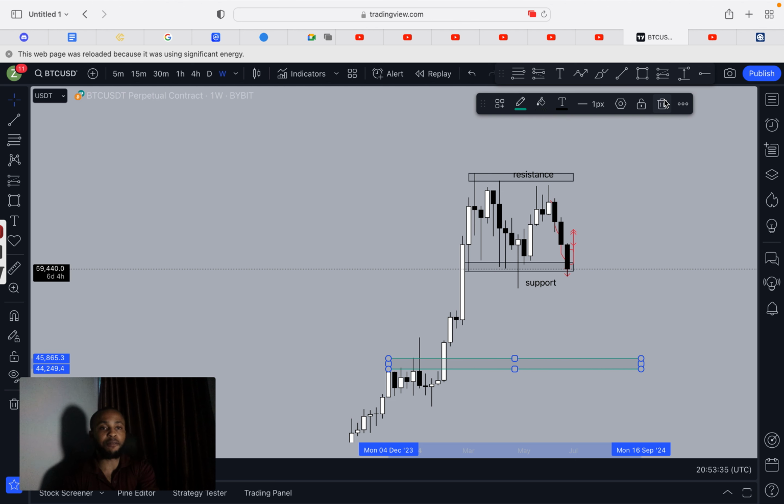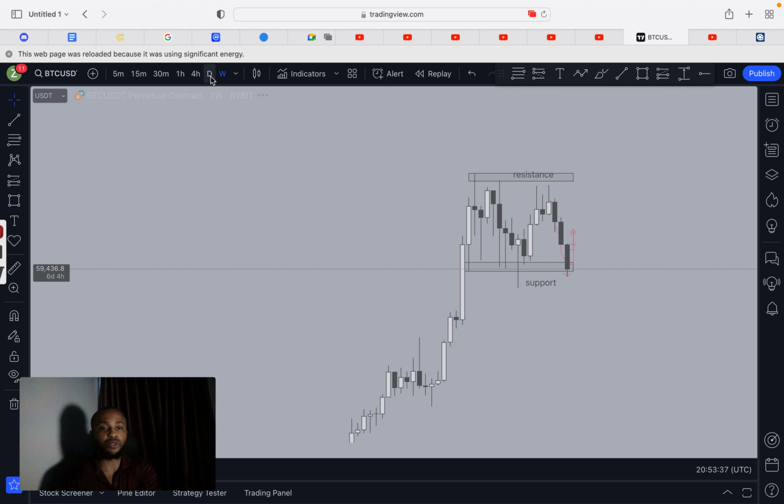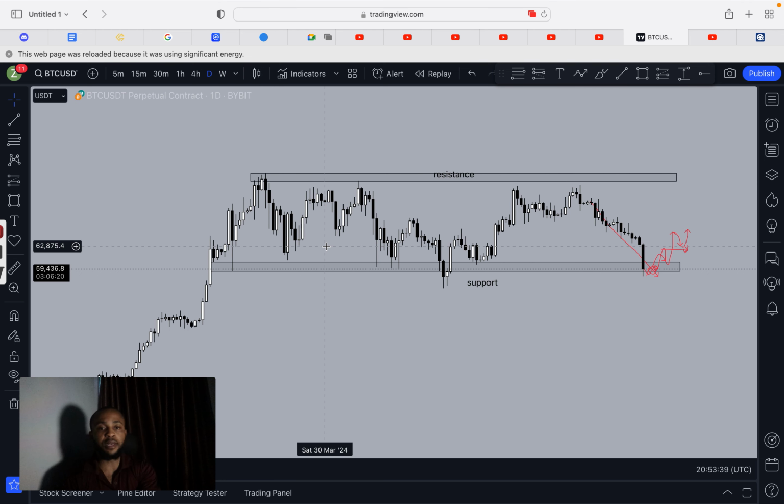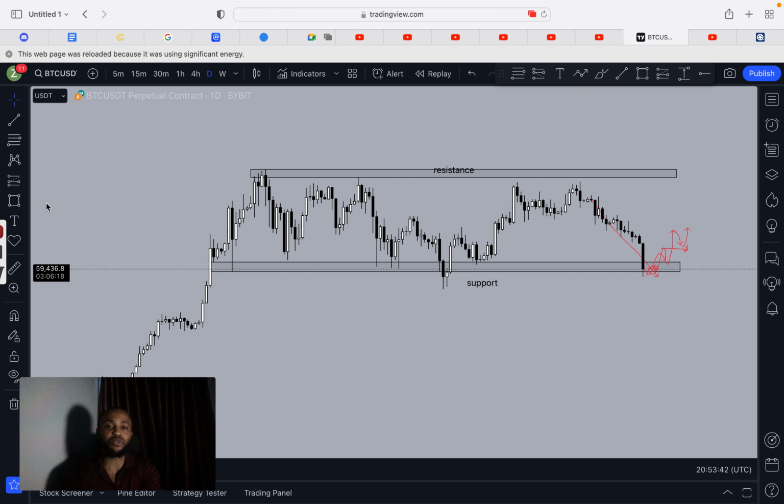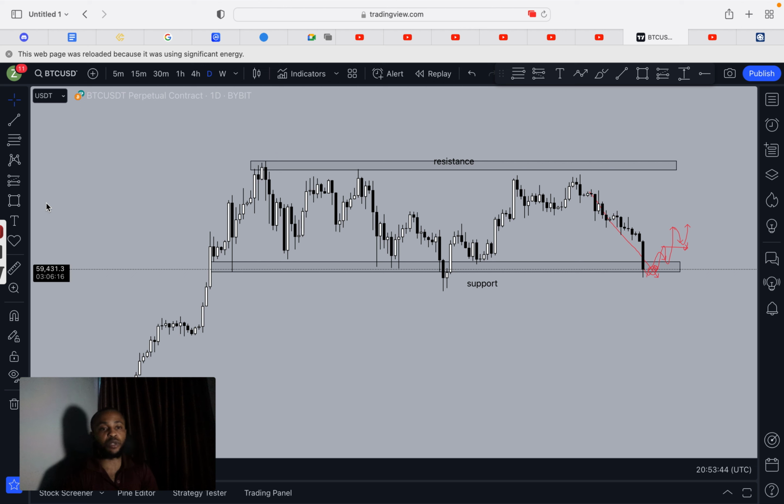But for the lower time frame trade, which is the daily trade, you look at the daily range. I don't know if what I'm explaining to you guys is understood. If you have any questions so far, you can actually ask me.